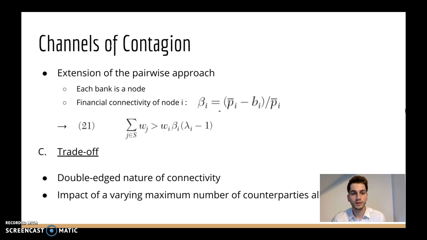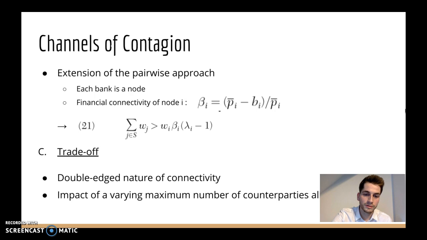This is the fraction of node I's obligations that are owed to the financial sector. Beta_i will have a tremendous importance in determining the contribution of each node to the systemic risk. From this assumption, we reach equation 21. The left part of this equation is the contagion index of a node. If this number is high, it means that the node contributes a lot to the systemic risk, in the sense that it is more likely to fail. Furthermore, this failure would have a large impact on the rest of the financial system due to its high financial connectivity.